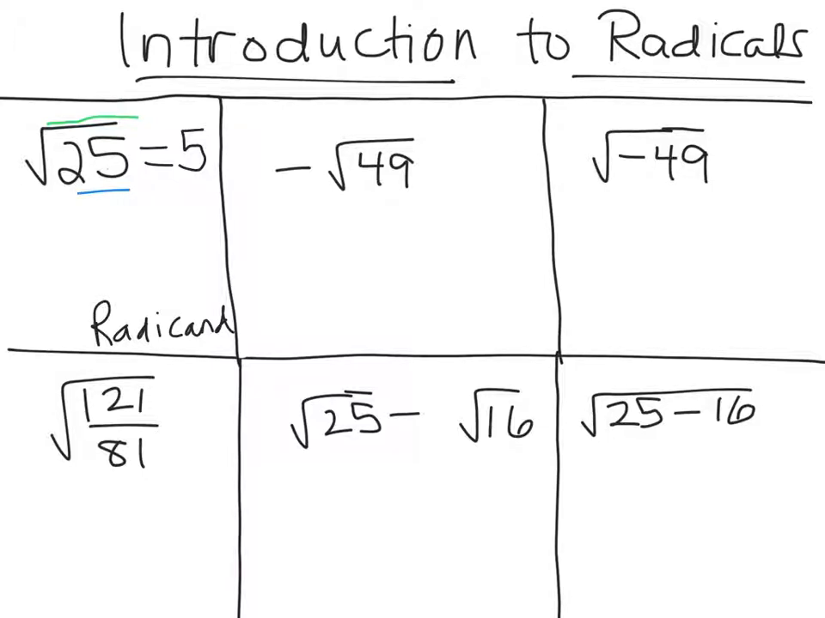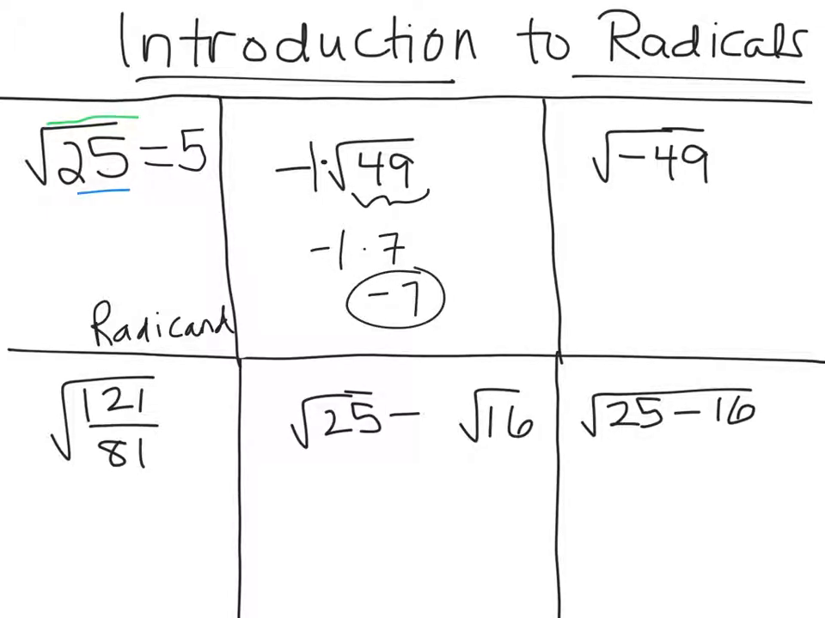On this next one, we have negative square root of 49. When there's a number outside of the square root, there's multiplication. So really, if there's a negative, it means negative 1 times the square root of 49. All right, what times itself is 49? Well, that's 7. And then negative 1 times 7 is negative 7.